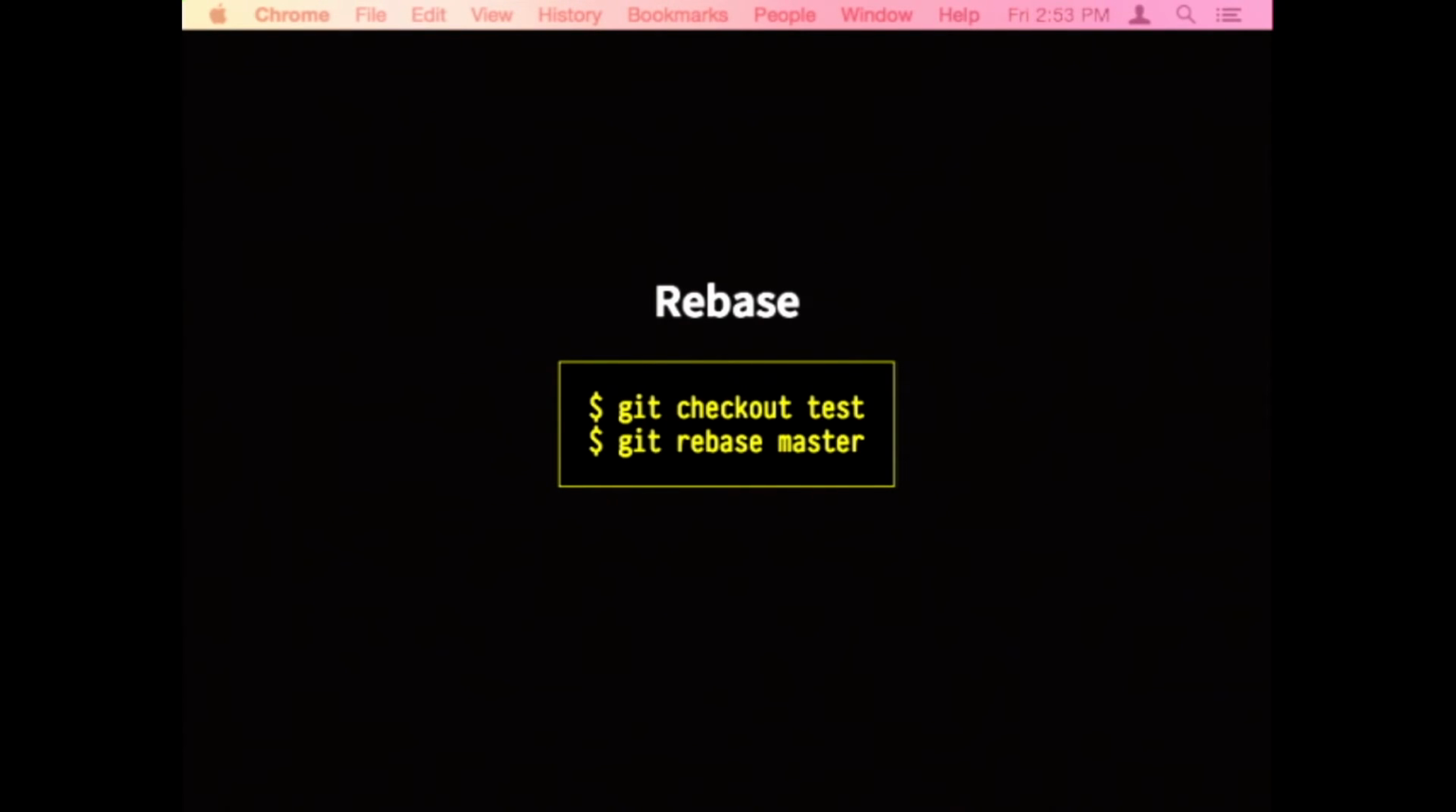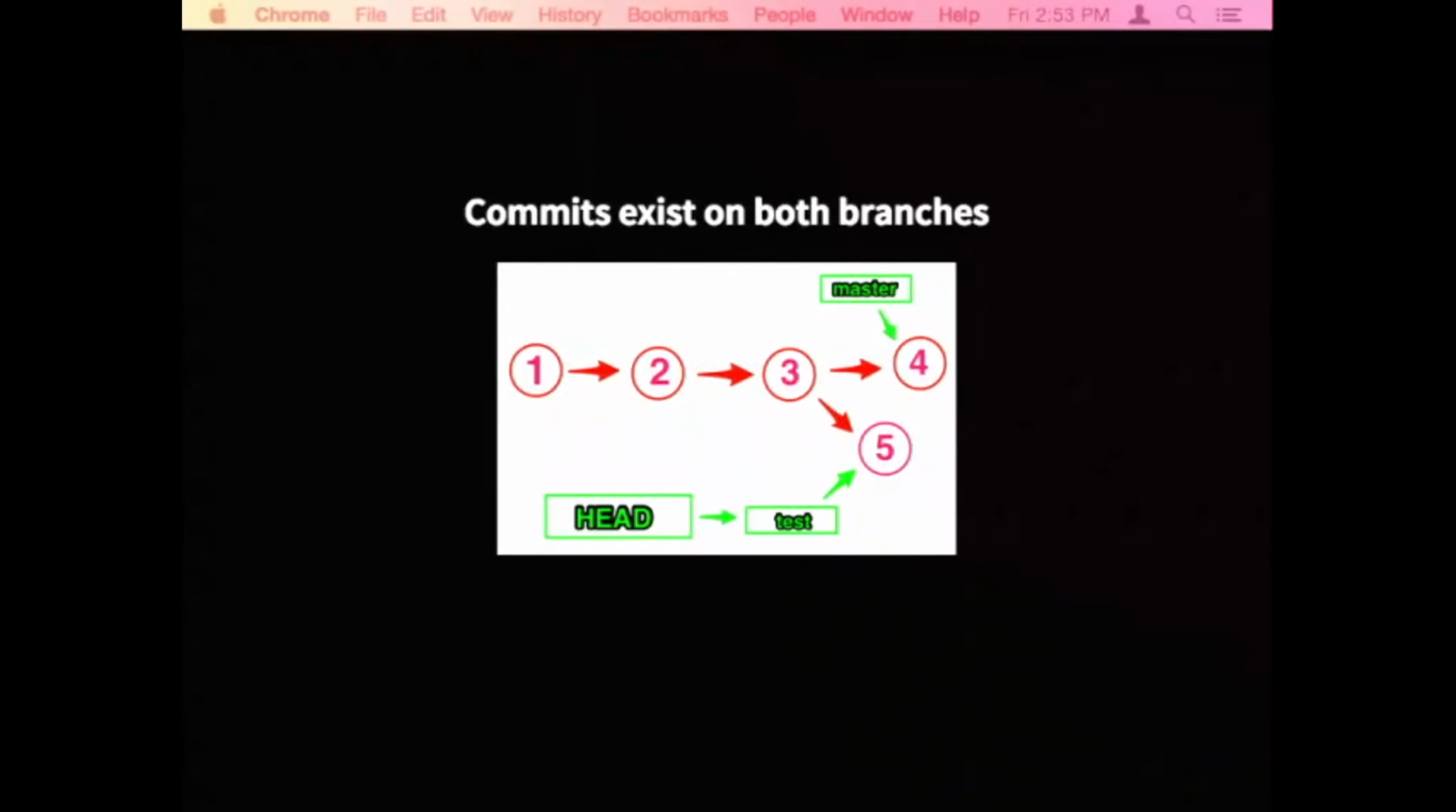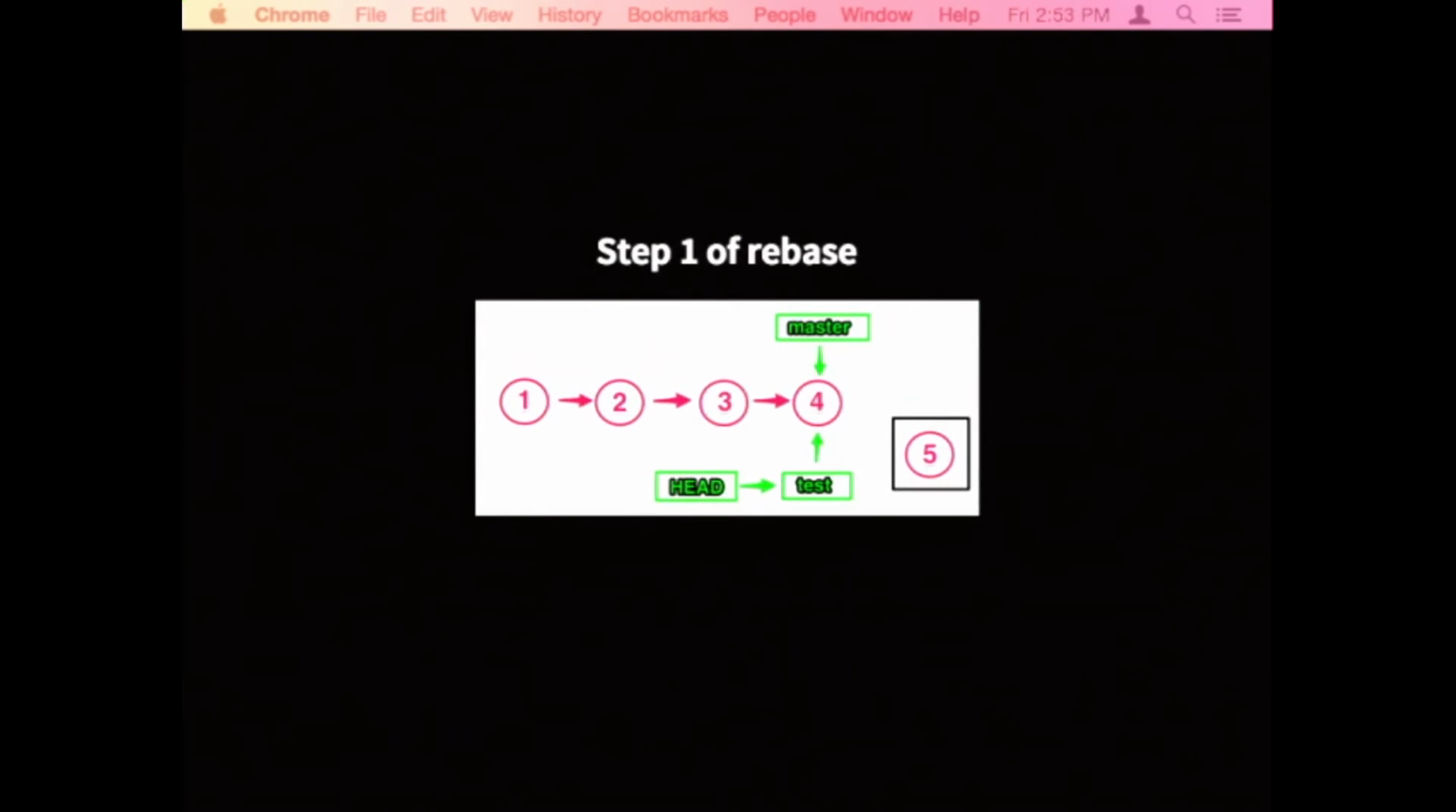So let's look again where we were, where we have two commits that are new. One is on the master branch and one is on the test branch. They're different, and we want to bring them together in line. We like our test changes. So we do a git rebase. And the first step of the rebase looks kind of like this.